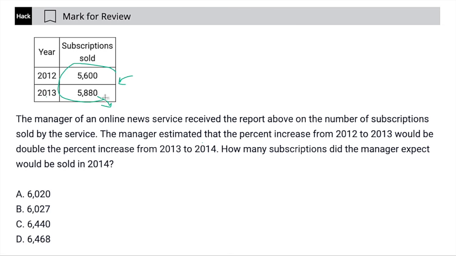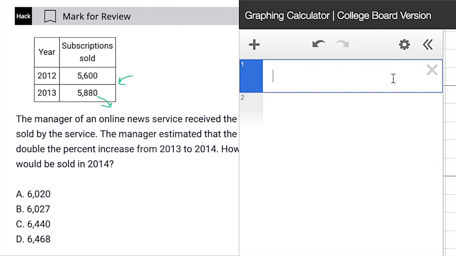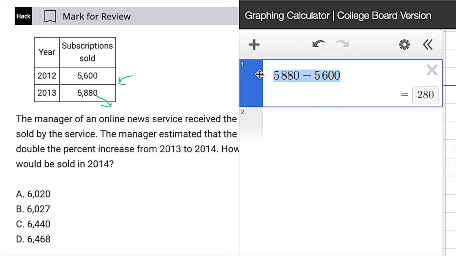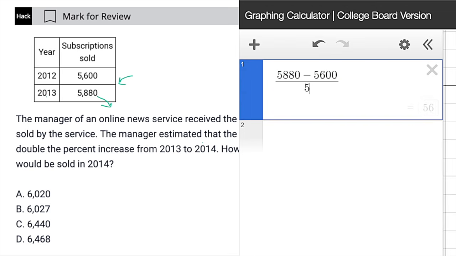So first, let's figure out our percent increase between 2012 and 2013. Again, remember that's going to be your difference divided by your original. So the difference would be the bigger number minus the smaller number. So 5880 minus 5600, divided by the original, which was the 5600. That's where we started. So 0.05 means we had a 5% increase. And the manager estimated that this 5% increase would be double the increase of 2013 to 2014. So we want to cut that in half, since it would be double what we're looking for.